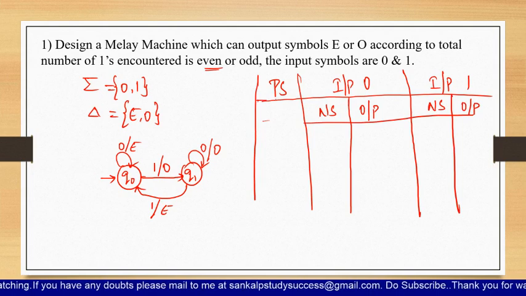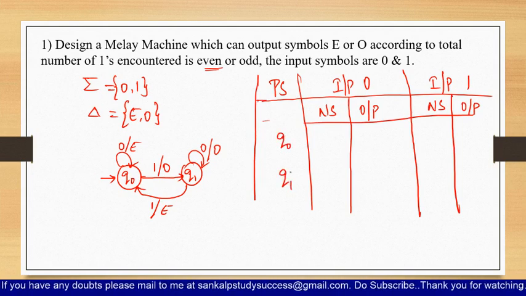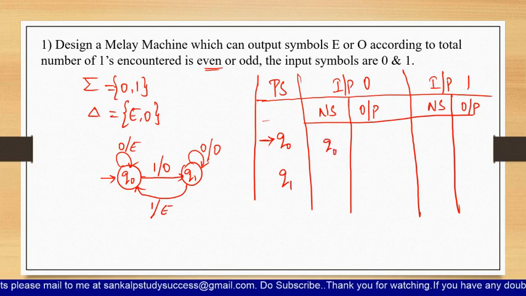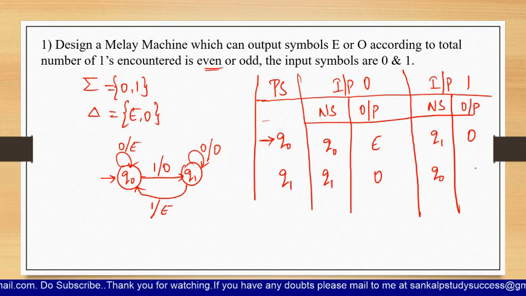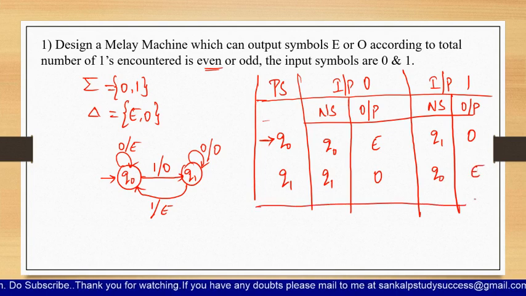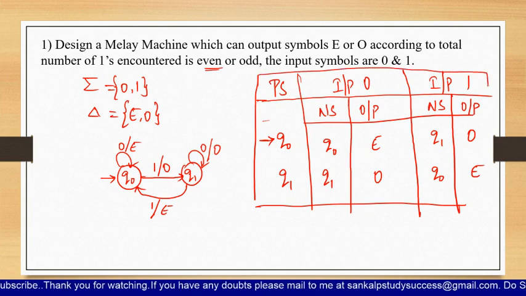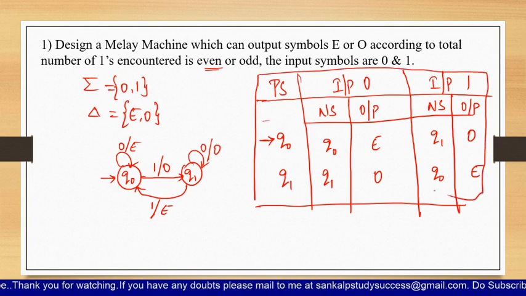So for the present state, there are only two states, Q0 and Q1. For Q0, this is the initial state. For Q0, if you apply 0, then the next state is nothing but Q0. So the output is nothing but E, that is even. For Q0, if you apply 1, it is moving to Q1 and the output is O, that is odd. For Q1, if you apply the input 0, it is moving to Q1 and it is odd. And if you apply 1, then it is moving to Q0 and the output is even. So in this way, we are going to draw the transition table for the Mealy machine here, right?